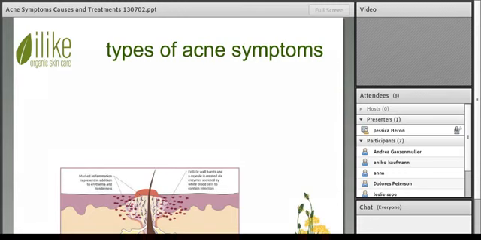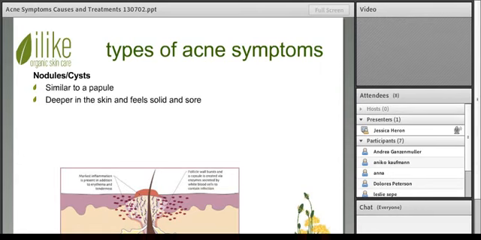All right, let's talk about nodules and cysts. We love those. Those cause a lot of pain and a lot of damage. At this point in time, when you start to see nodules and cysts, this is a very serious stage. A lot of times when we see these types of lesions on the skin, it's not a bad idea to start to refer these types of clients to dermatologists and physicians.